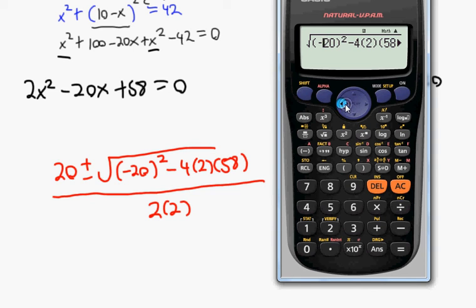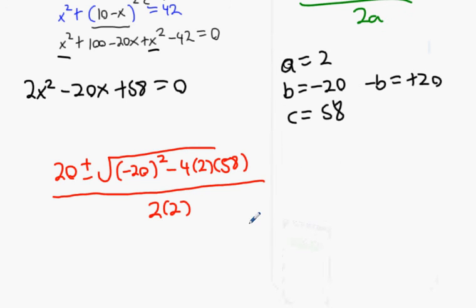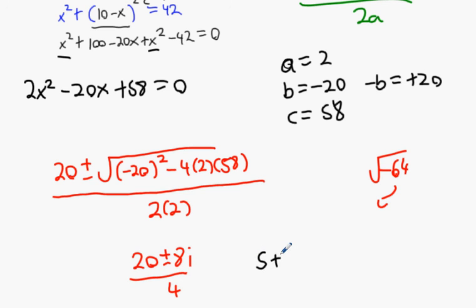Some other people followed through, and they said, oh, it's the square root of minus 64. And the square root of minus 64? Anybody? 8i. So some people got the answer 5 plus or minus 2i, because 20 divided by 4 is 5, and 8i divided by 4 is 2i. And some people said these are complex answers. Complex answers don't make sense as points of intersection. Therefore, there is no point of intersection.